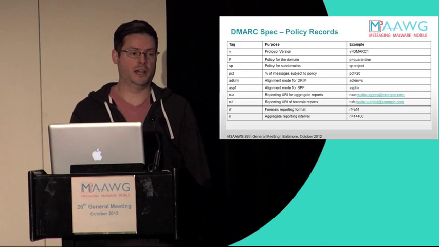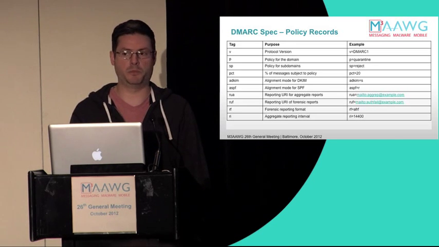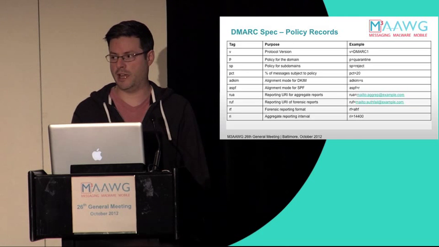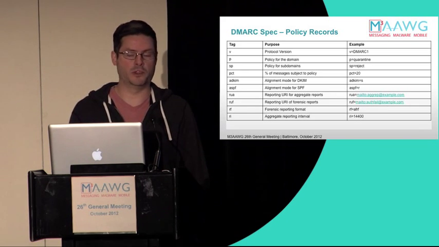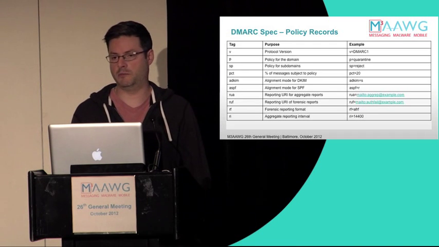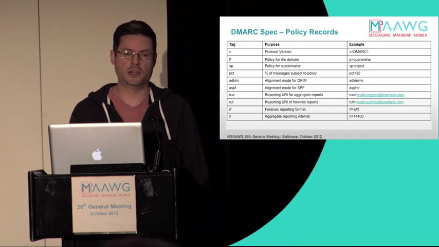The next field that's required is the P field. So you have to tell the record processor what you expect them to do. If you use a token that's not recognized, you have an invalid record. There's no default value of none. This is something we've discussed back and forth.